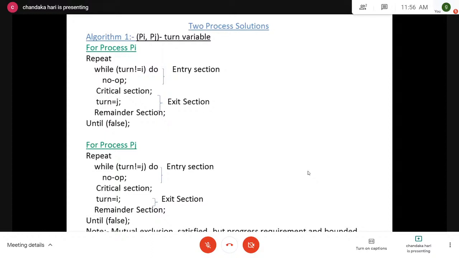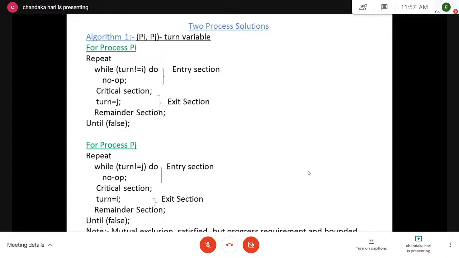Suppose turn is equal to i, then process Pi is allowed to enter into the critical section. If turn is equal to j, then process Pj is allowed to enter into the critical section. That implies turn is a variable that contains only one value, either i or j, so only one process can be allowed into the critical section. So you can clearly understand this is solving the problem of mutual exclusion.